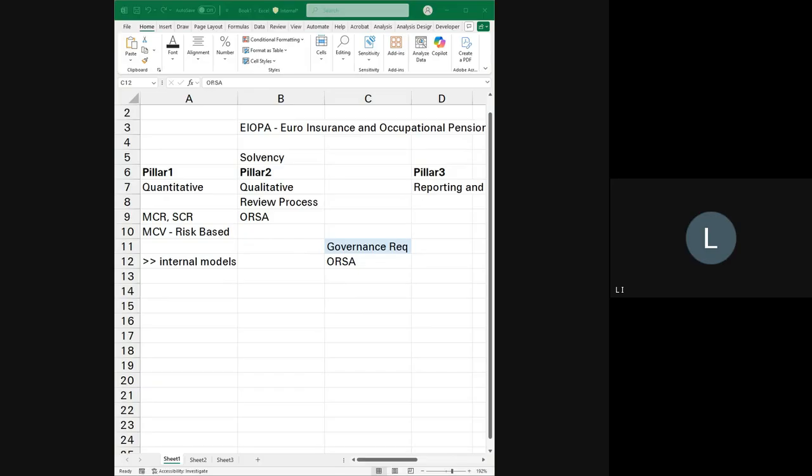I'll just quote that verbatim. It says that the entirety of the processes and procedures employed to identify, assess, monitor, manage, and report the short and long term risks an insurance undertaking faces or may face, and to determine the own funds necessary to ensure that the undertaking's overall solvency needs are met at all times.